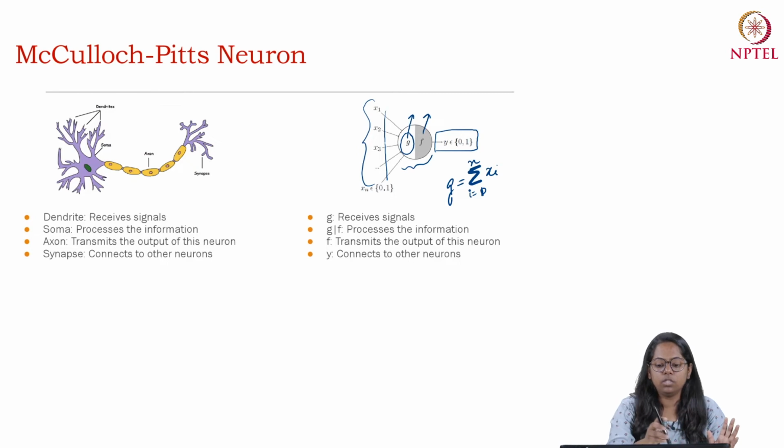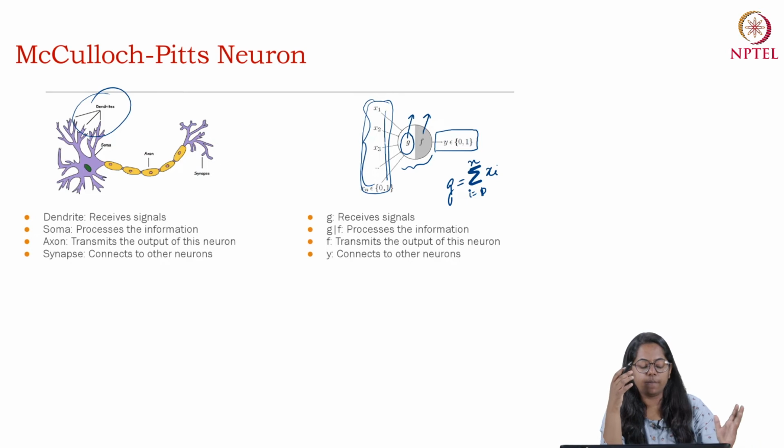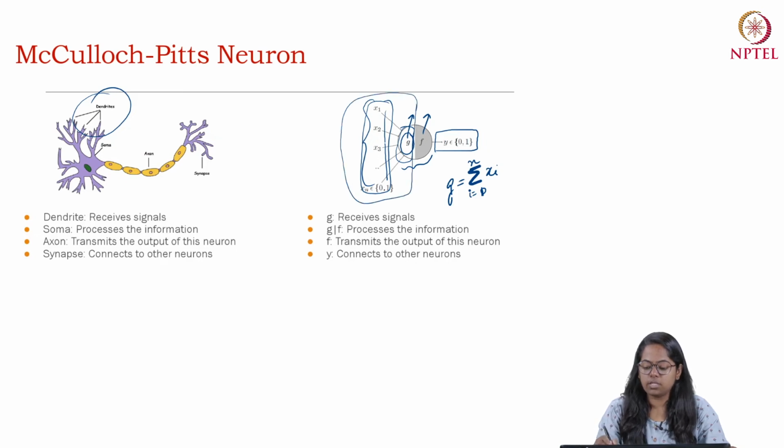mathematical model with the biological neuron, then we can say that these inputs, these x1, x2 till xn, are basically like the dendrites, right? So these are the inputs that receive the signal to this g part. So this whole part can be considered as the dendrite, whereas this g and f module processes this information, the input information, and decides whether the neuron should be fired or not.